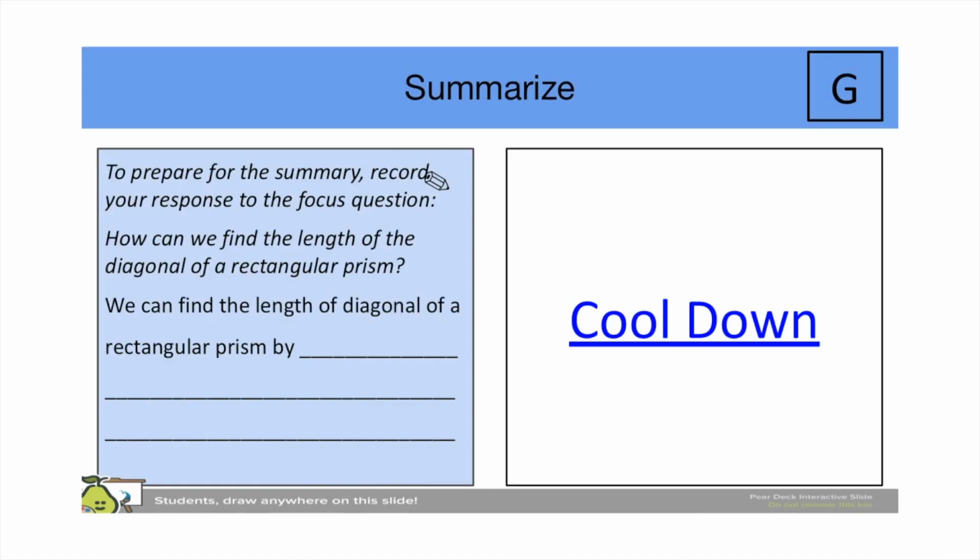To summarize, students are going to respond to the focus question, how can we find the length of the diagonal of a rectangular prism? You can provide them a sentence starter so they can focus on the content of their answer rather than the sentence structure, and then they can complete the cool down.